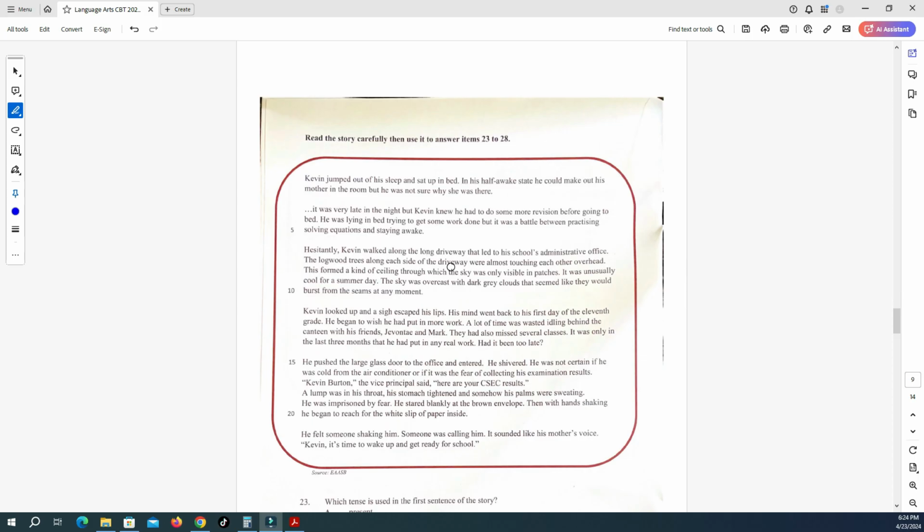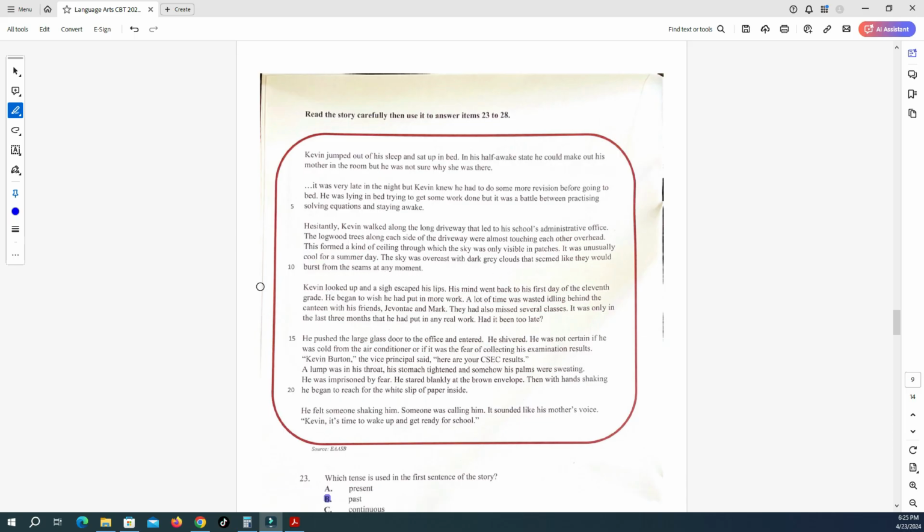Hesitantly, Kevin walked along the long driveway that led to his school administrative office. The logwood trees along each side of the driveway were almost touching each other overhead. This formed a kind of ceiling through which the sky was only visible in patches. It was unusually cool for a summer day. The sky was overcast with dark gray clouds that seemed like they would burst from the seams at any moment.